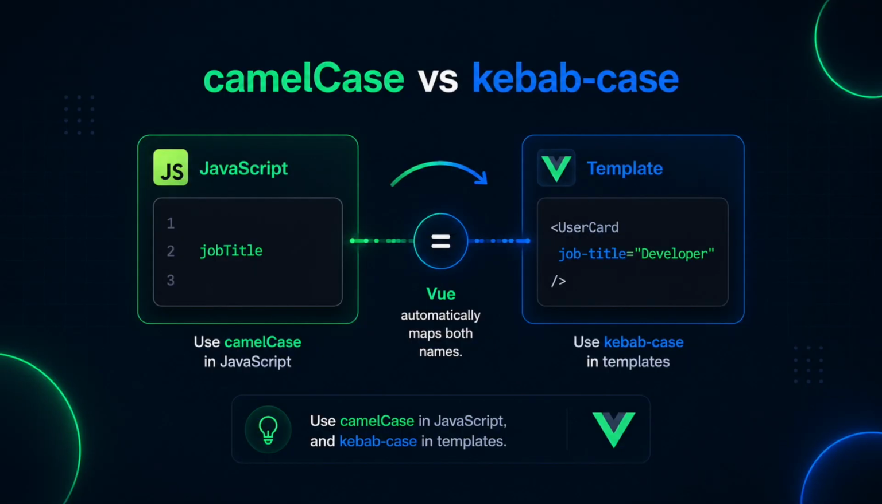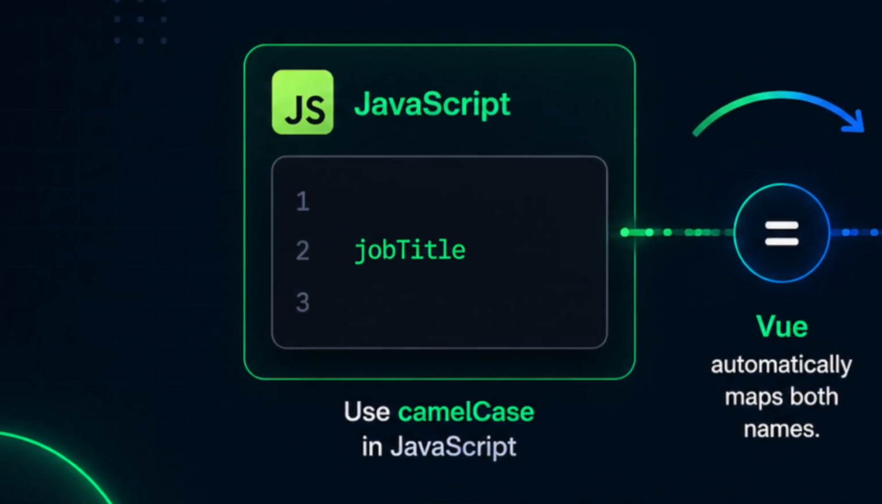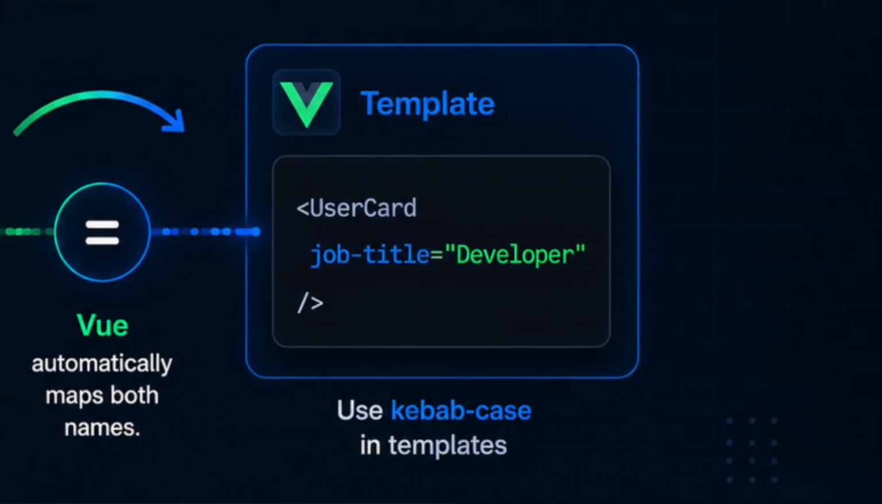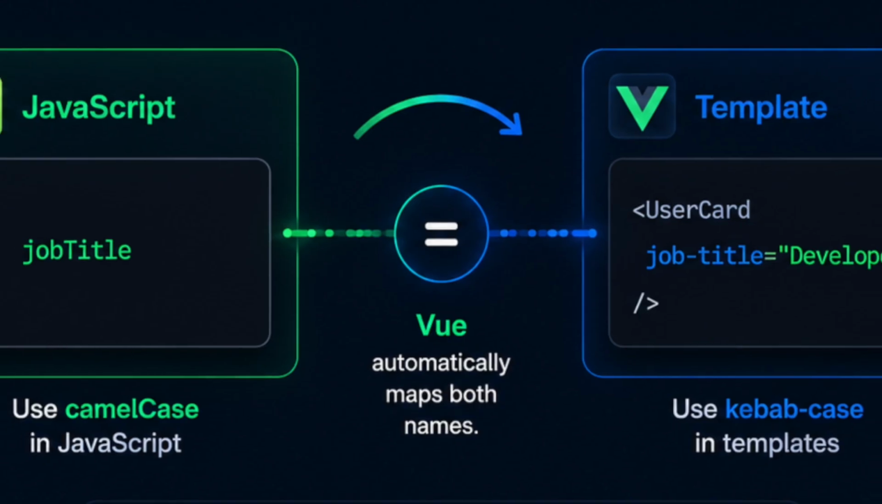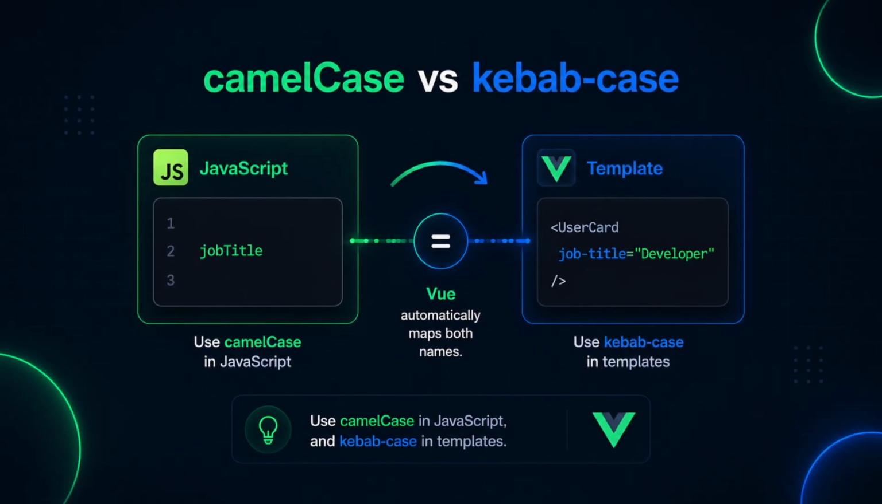When working with props, you'll often notice 2 different naming styles. Inside JavaScript, it's common to use camelCase. That's why our prop is called jobTitle. However, inside templates, Vue recommends using kebab-case, which separates words with hyphens. That's why we write job-title when passing the prop. Fortunately, Vue automatically maps these names together. So jobTitle inside your component and job-title inside the template both refer to exactly the same prop.